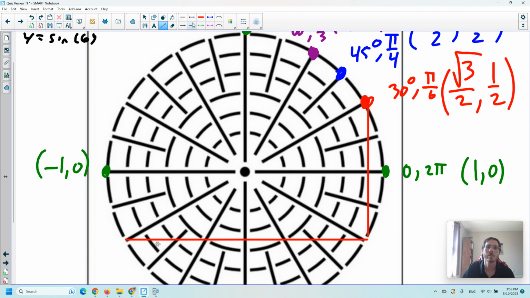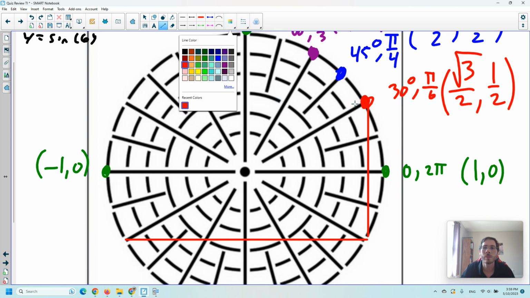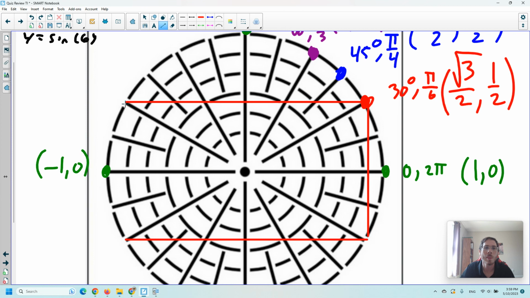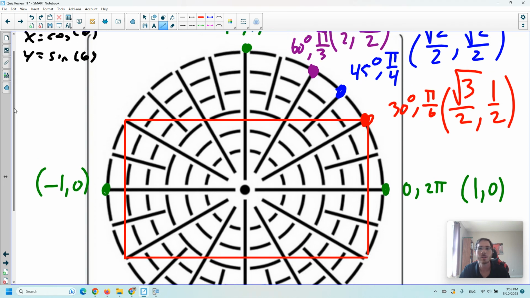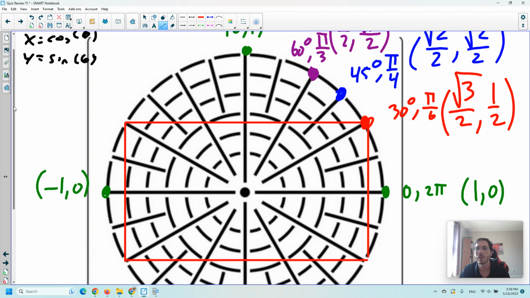If I want to travel across this way, now my x coordinate gets flipped. Negative square root 3 over 2, 1/2. So we can see we make a nice little box. So there's a little rectangle, and everything that's on the rectangle, all the values are the same. The only thing that's different is the signs. So x is always square root 3 over 2. Sometimes it's positive, sometimes it's negative. Y is always 1/2.